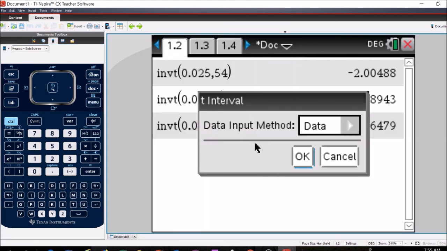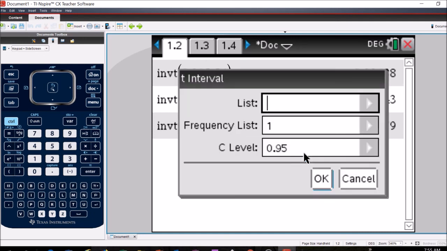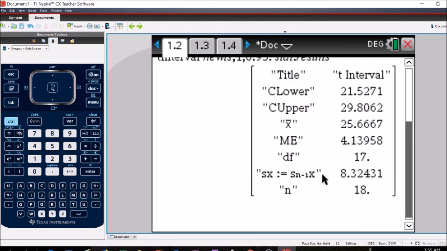And when we do this, they're going to ask us right away, hey, what's your input method? Are you going to use data or statistics? Well, we just spent all that effort typing in the data, so let's have that pay off for us right now. They want to know, okay, well, what list are we talking about? We're going to talk about the newts list. And 95% confidence level already filled. That's exactly what we wanted anyway. Let's click OK and see what happens.